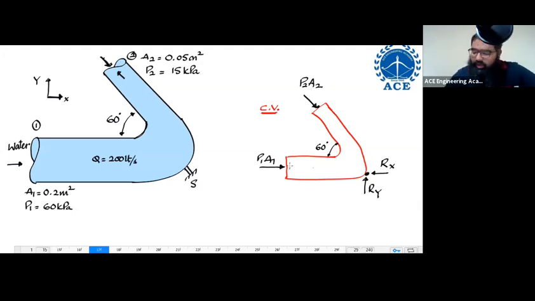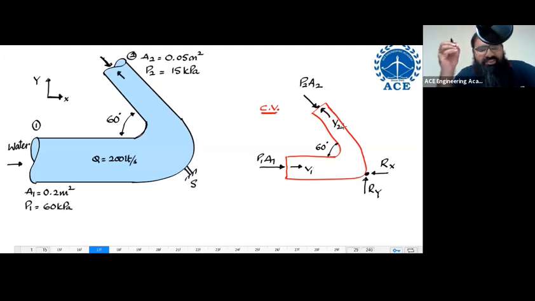Next thing, you're going to have a certain velocity over here, V1, let us say. You're going to have a certain velocity over here, V2. Now this completes my free body diagram, control volume diagram. But there is one more problem. Right now, I do not know the value of V1 and V2, but I can get the value of V1 and V2 very quickly.